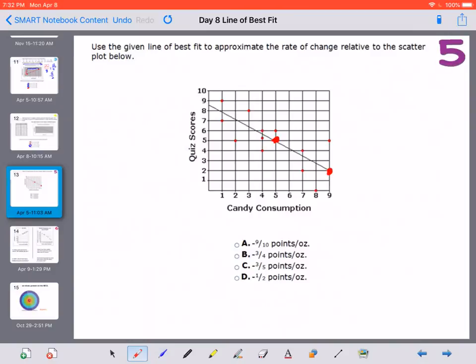So this one is going down 1, 2, 3. And going over 1, 2, 3, 4. So it looks like my answer there is B, negative 3 over 4.